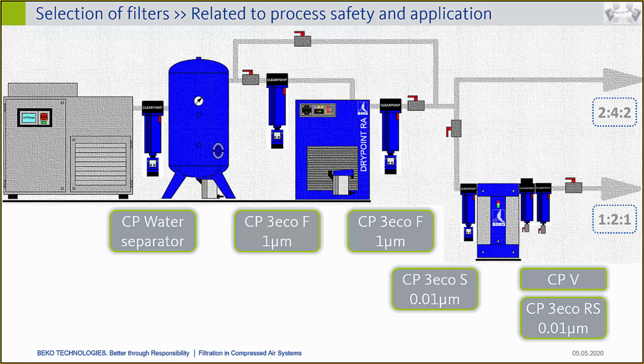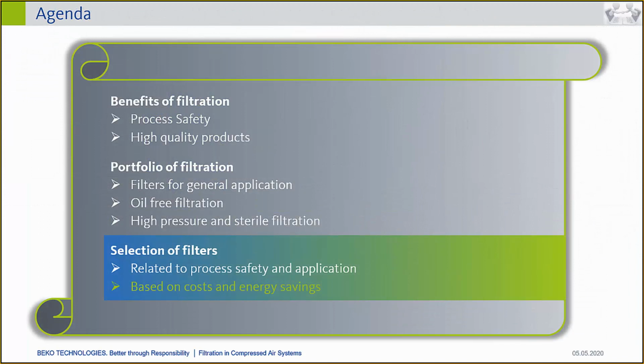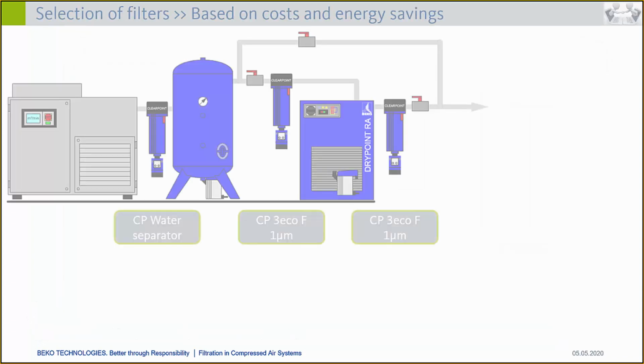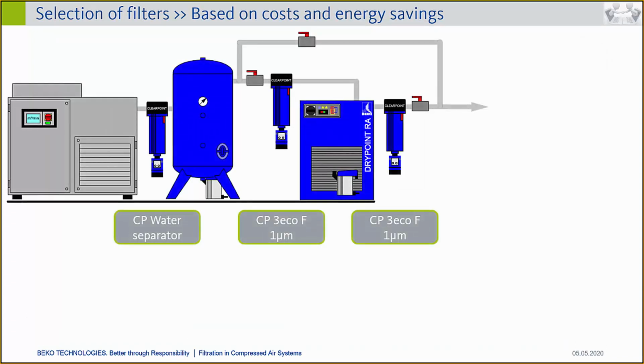Okay, thanks very much, Mark. Right, so let's have a look at the next point, where we select filters based on cost and energy savings. For that purpose, we have picked up the scenario which we have seen before, and the filtration grades have already been set, and we have additionally got a few numbers from the customer's application.